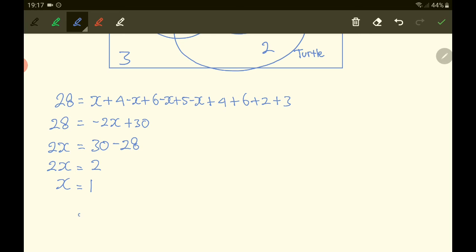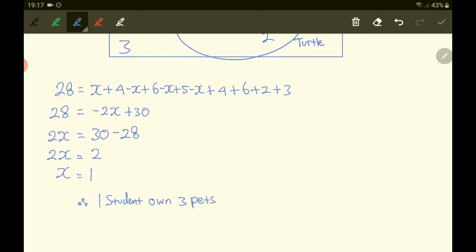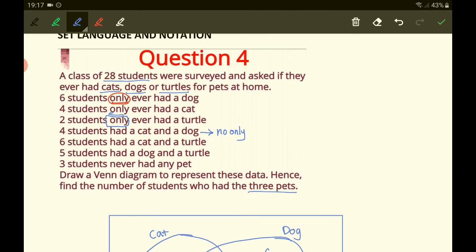So the conclusion here is there is only one student who own 3 pets, yeah. Okay, who own 3 pets. All right, so this is the answer for the question number 4.